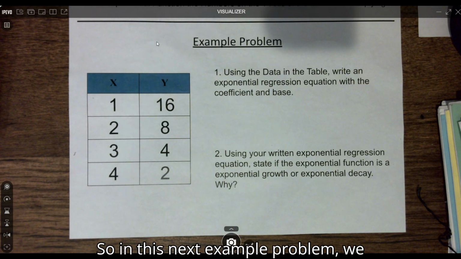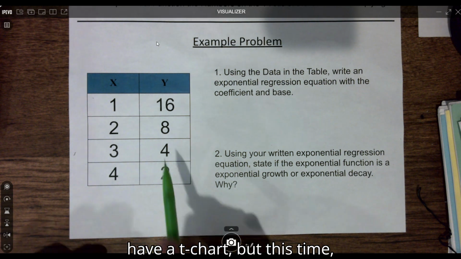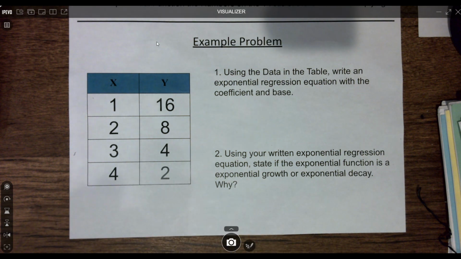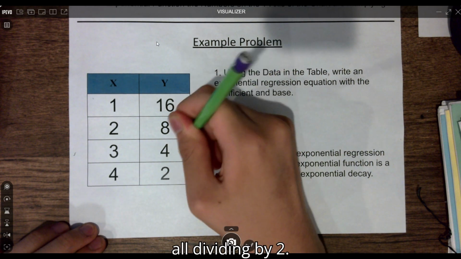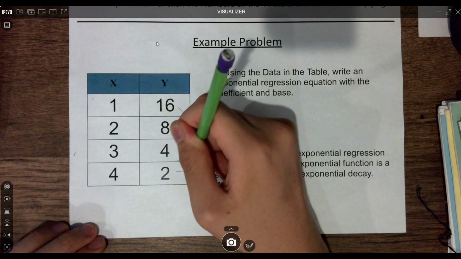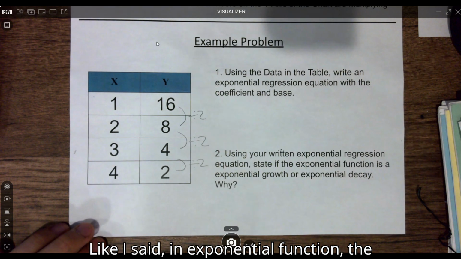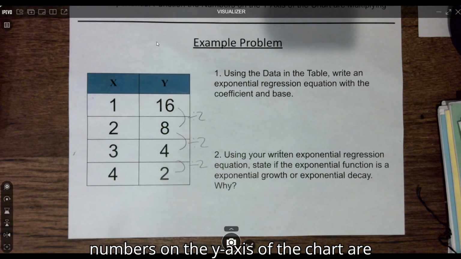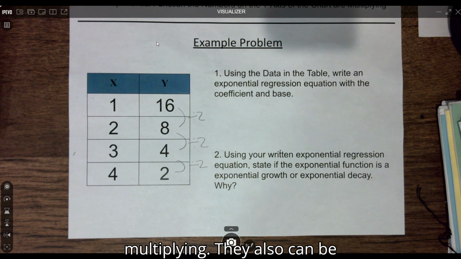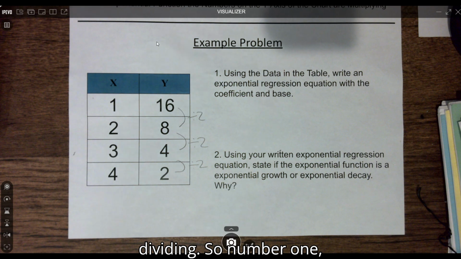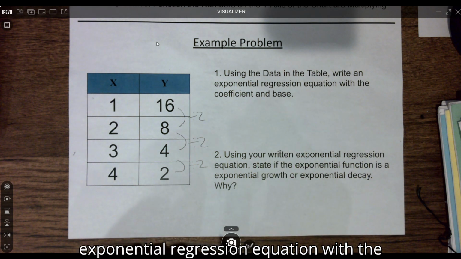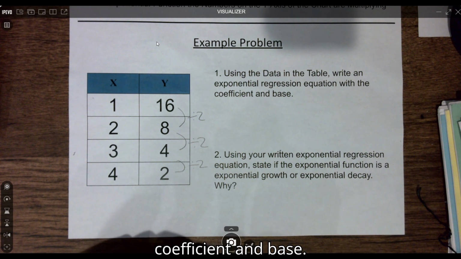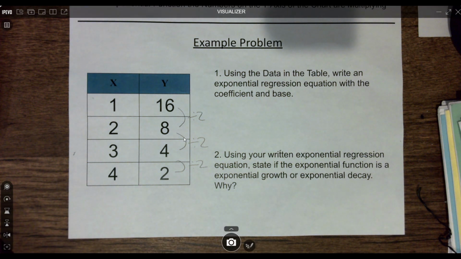So in this next example problem, we have a table, but this time, the y values, they are all dividing by 2. Like I said, in an exponential function, the numbers on the y-axis of the chart are multiplying. They also can be dividing. So, number 1, using the data in the table, write an exponential regression equation with the coefficient and base.